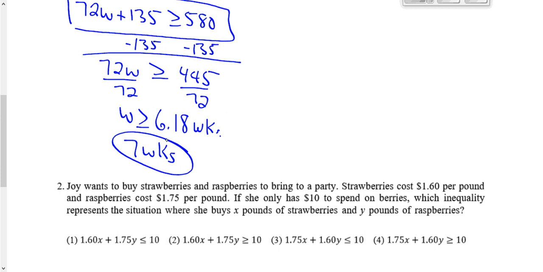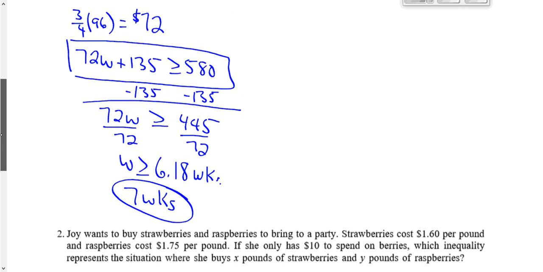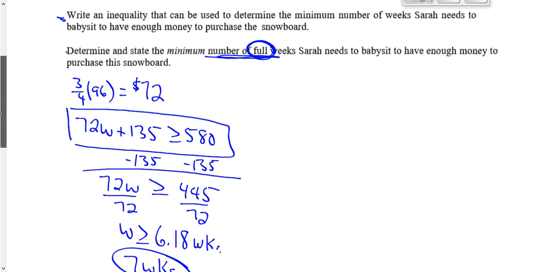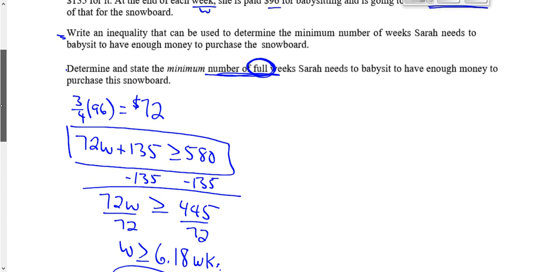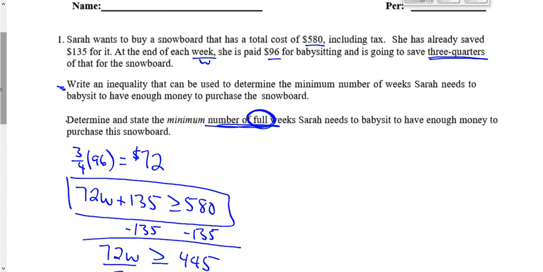Was it too horrible? No. Just make sure, probably the one part that might have thrown you was saving 3/4 of her 96, but you get that, right? It almost looked like it was easy enough. It would have been 96W plus 135, but she's not saving her full check.